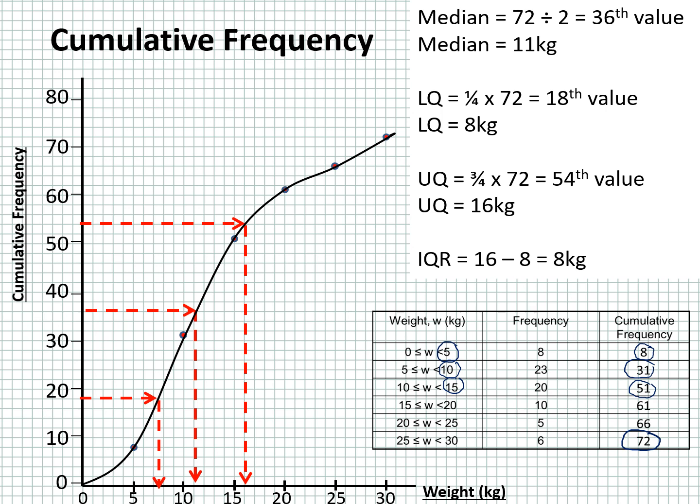Remember it's the difference between the upper quartile and the lower quartile which gives you the interquartile range. Remember what the interquartile range meant. That meant the range of the values of the middle 50% of the data. So we've ignored the smallest quarter and the biggest quarter, because remember that avoids those outliers, and the interquartile range gives us the range of the middle 50% of the data.